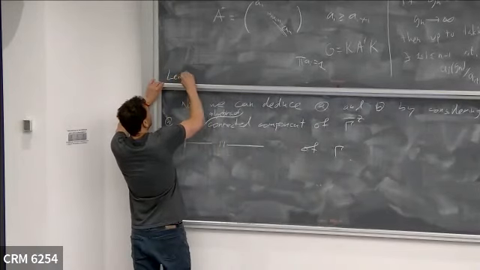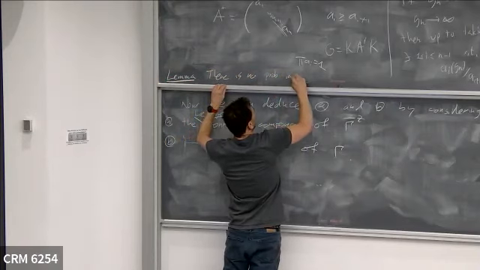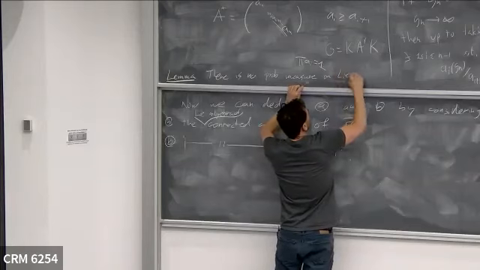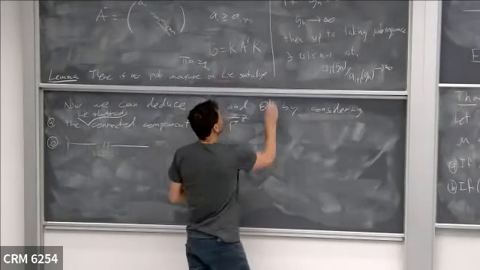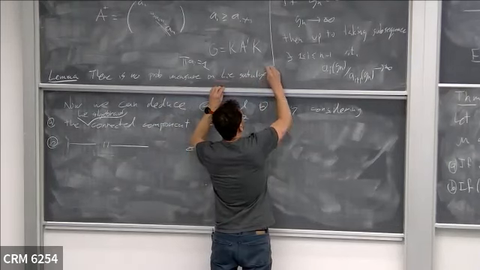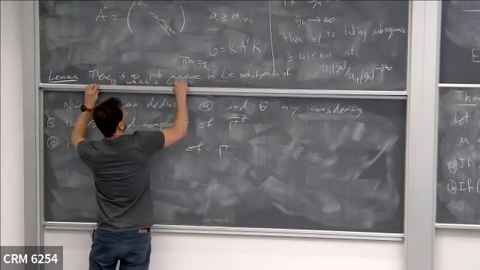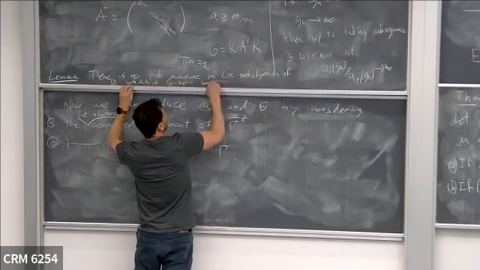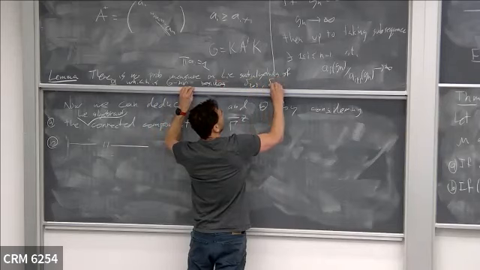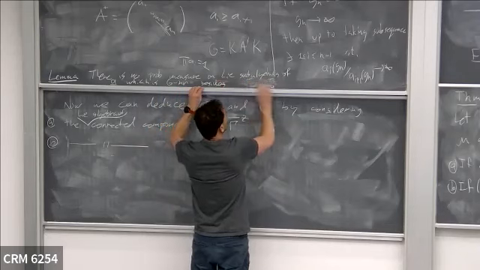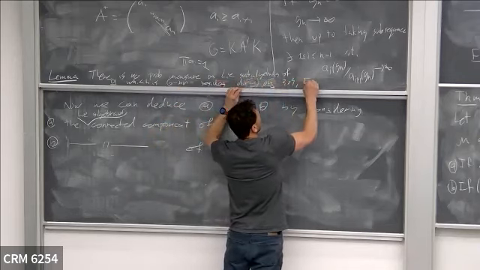which is, maybe I just write it as a lemma. There is no probability measure on Lie subalgebras of g which is g invariant, except the Dirac measure on the trivial Lie algebra, the zero, and the Dirac measure on the full Lie algebra.